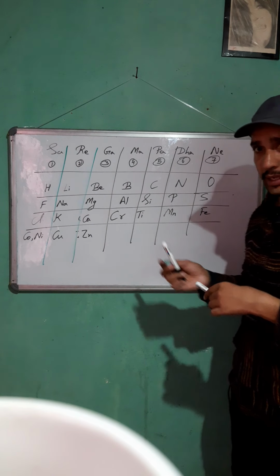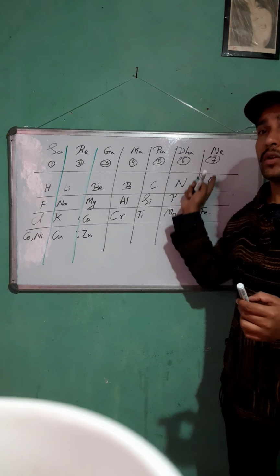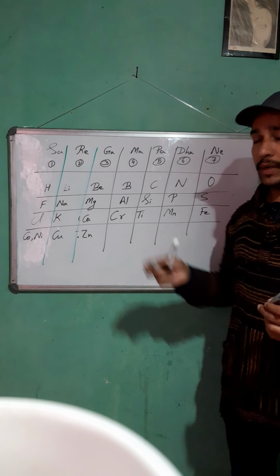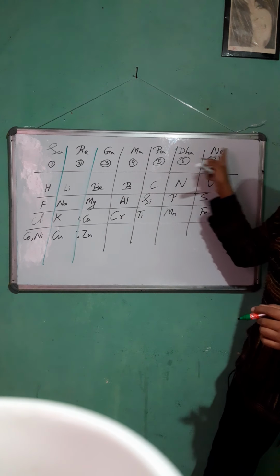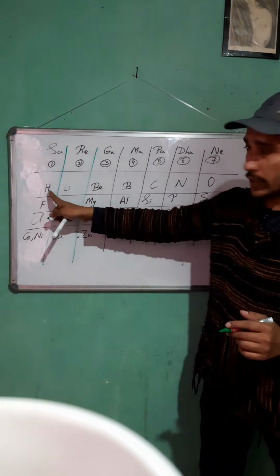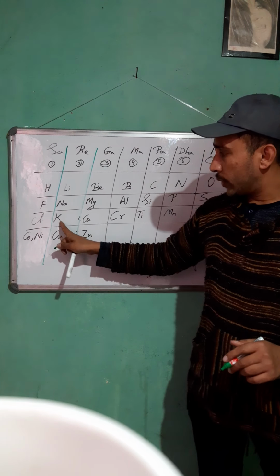The property of every eighth element, starting from any element, is the repetition of the properties of the first element itself. So that was the law. Sa re ga ma pa dha ni. So hydrogen he kept first. After that, lithium, beryllium, boron, carbon, nitrogen, oxygen, fluorine, sodium, magnesium, aluminum, silicon, phosphorus, sulfur, chlorine, potassium, calcium.